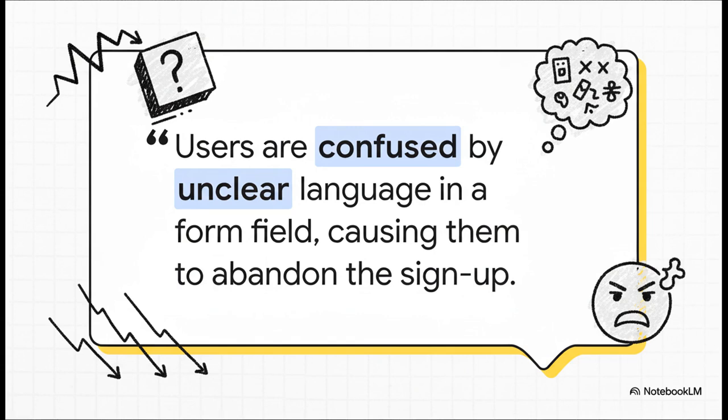Users would get to one specific field on the form, they'd pause, their mouse would start moving around erratically, and then they'd just give up and leave the page. The language in that one field was just full of jargon and was super confusing. They were literally watching user frustration happen in real time.